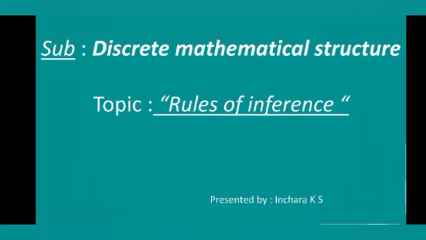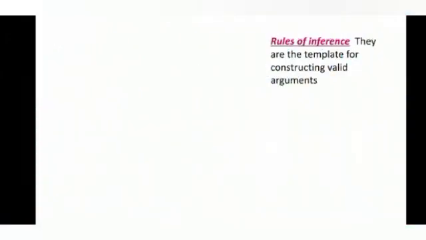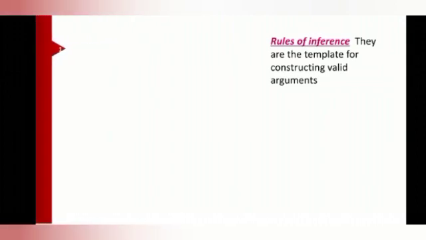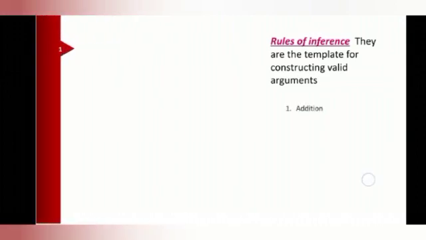Today I am going to explain about rules of inference. Okay, then what are rules of inference? Here, inference means deriving conclusions from evidence. The definition of rules of inference is that they are the templates for constructing valid arguments. And there are 9 rules of inference.